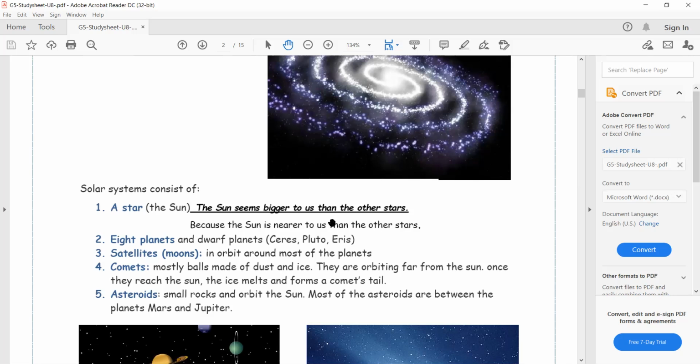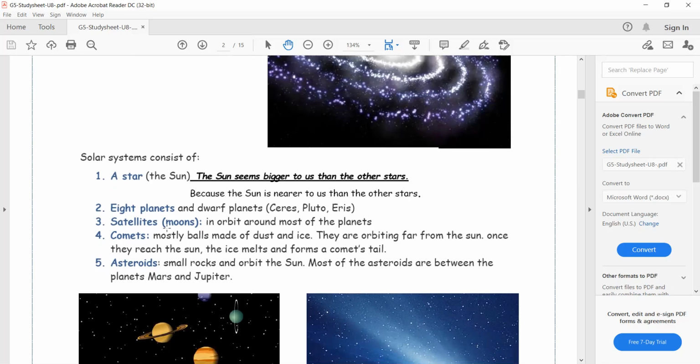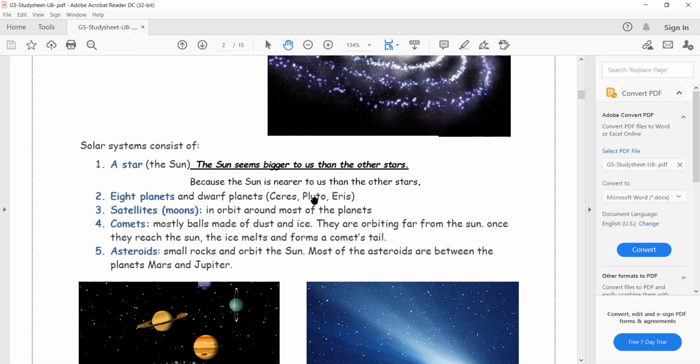Also, we have 8 planets in our solar system. Of course, you know them: Mercury, Venus, Earth, Mars, Jupiter, Saturn, Uranus, Neptune. And there are other celestial bodies called dwarf planets, like Ceres, Pluto, and Eris. By the way, Pluto was considered a planet, but now we classify Pluto as a dwarf planet. Dwarf planet means a very small planet.